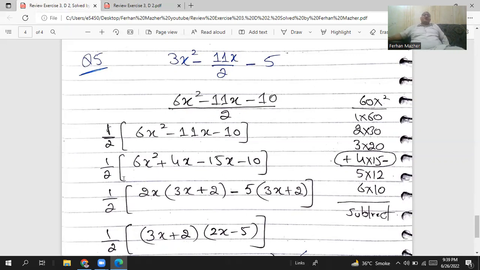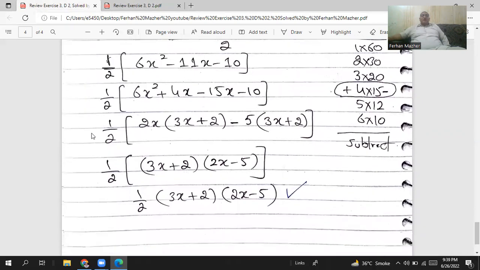So you will have 1 by 2 square bracket 6x squared plus 4x minus 15x minus 10 square bracket closed. Then from these first two terms, you can see the 2x is common. So inside the bracket, you get 3x plus 2. From the last two terms, you can see minus 5 is common. So divide 15x with the minus 5, you get 3x. Divide minus 10 with the minus 5, you get plus 2. Put the brackets around it, square bracket closed.